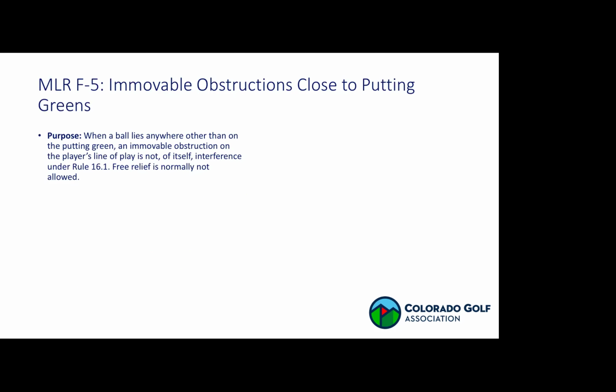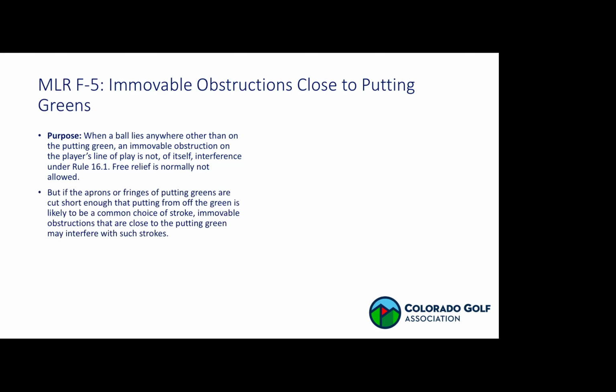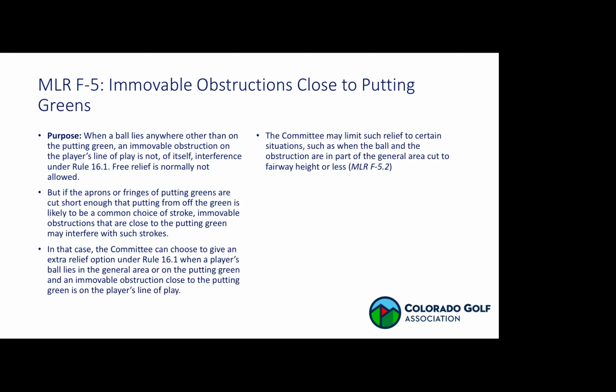Okay, so moving on, we're going to be getting more relief options here. F5, movable objects close to the putting green. This is another one of those where you may see on the TV a lot on the professional level, PGA Tour. And this is in reference to any ball that lies anywhere other than the putting green and by an immovable obstruction. So I think we're going to see a diagram here.